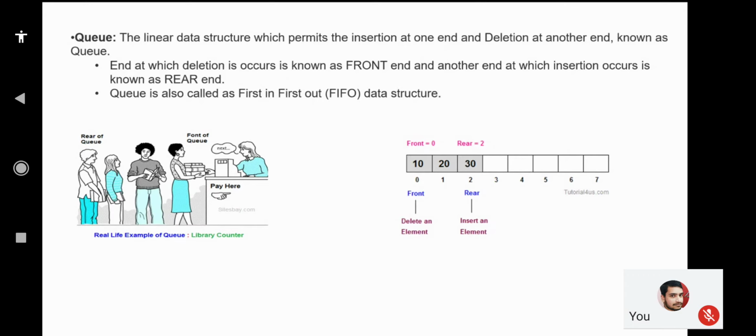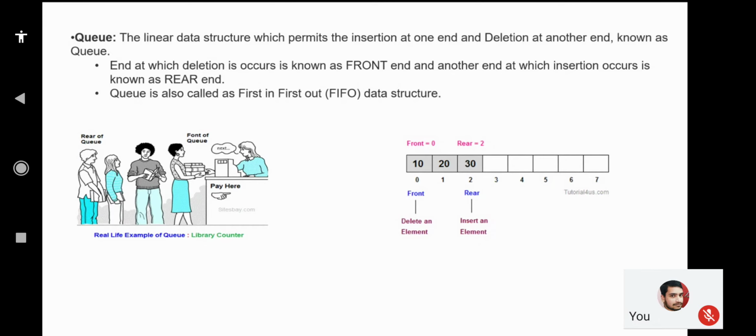It is where we can insert the data into the queue. Suppose you are in the library and your objective is to go to the library counter. The queue is already there, so you have to come here. That means the data is inserted at the rear end, and this is the front end where the elements will be deleted. So take that example.